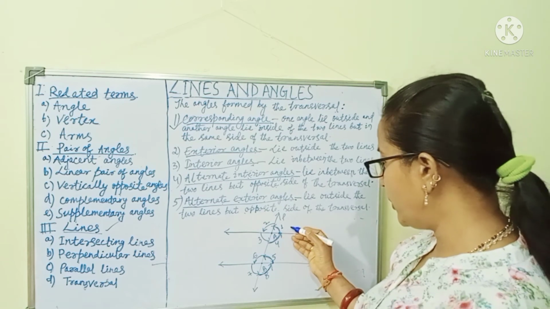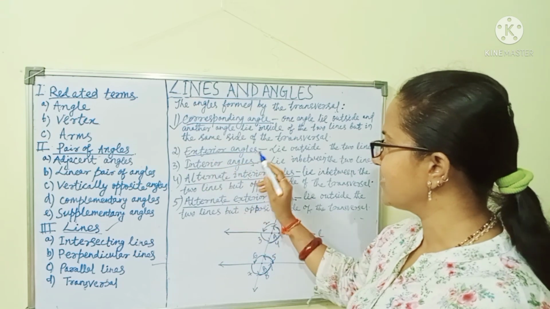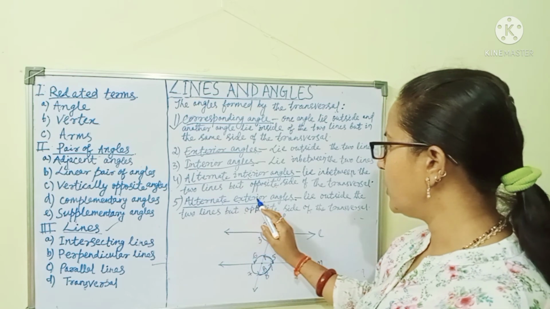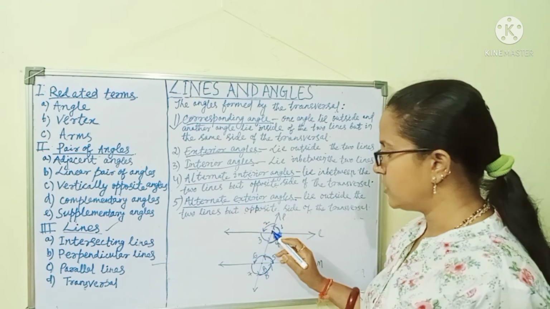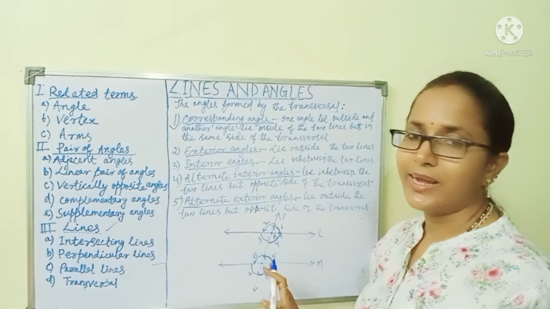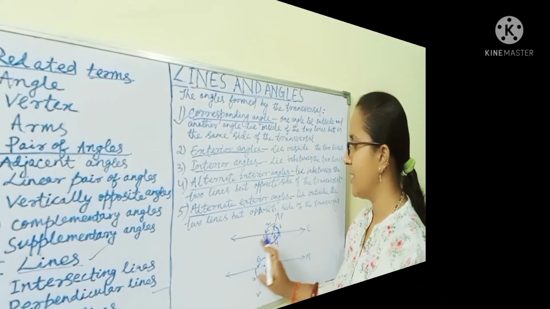And we know from before the corresponding angles, the exterior angles, interior angles, alternate interior angles and alternate exterior angles. So we have discussed before with the parallel lines; you can find them out with the numbers. These are the number conventions in the parallel lines.